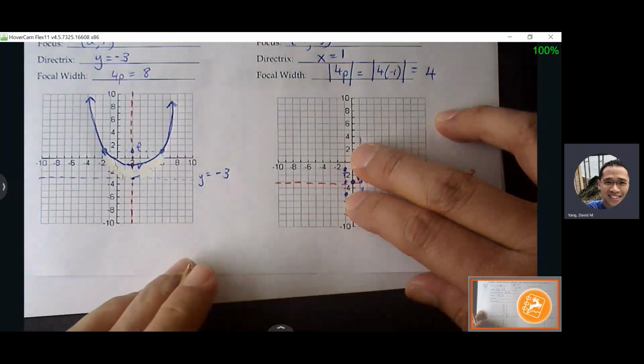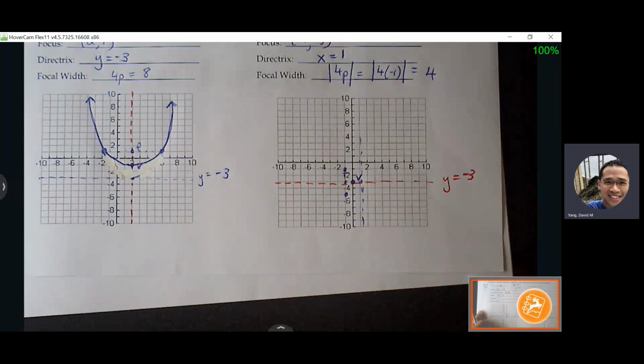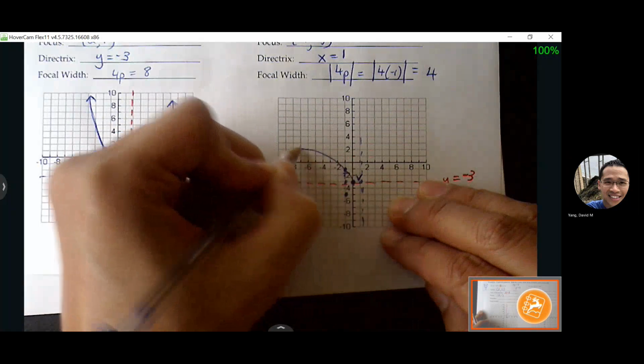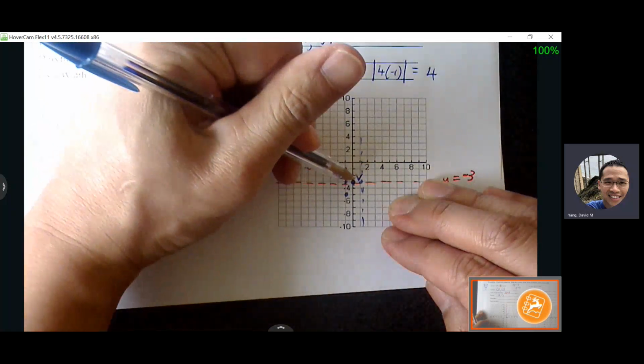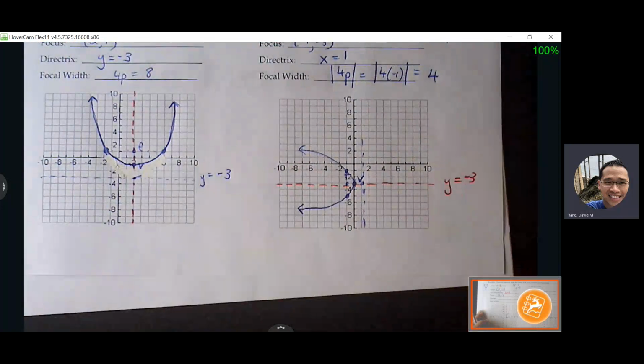So taking the 2 endpoints of your focal width and the vertex, you're going to sketch out the width of your parabola. It doesn't have to be accurate, but just try to make it smooth. Draw as best you can. The accuracy is not that important, but you just want to do the best you can to try to make it symmetrical.